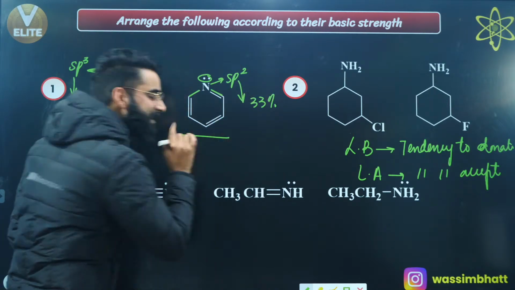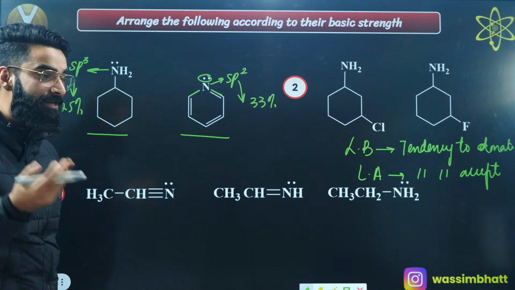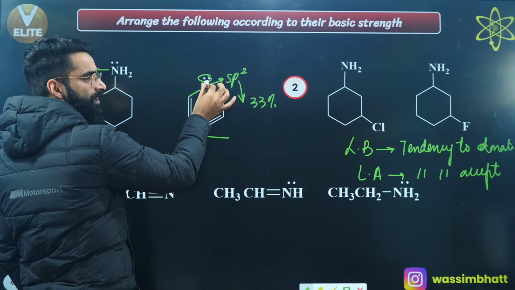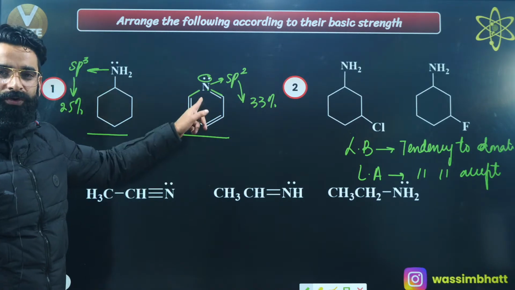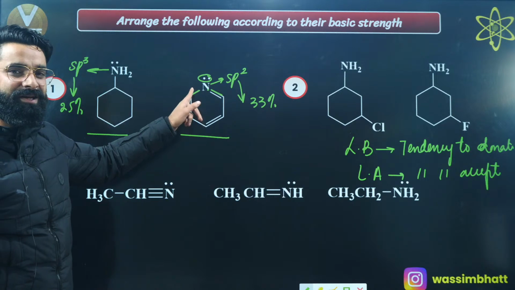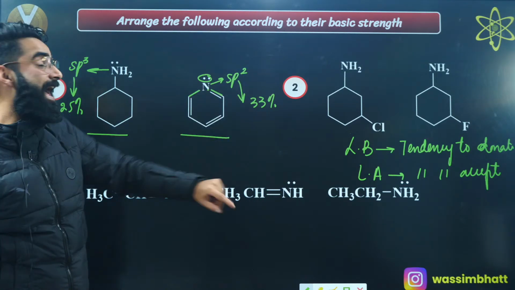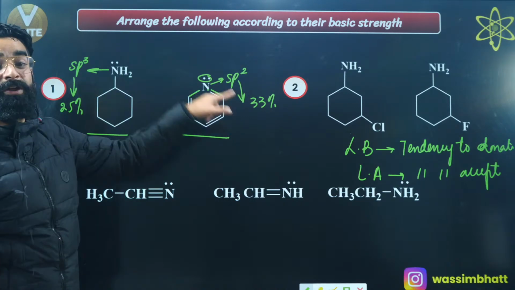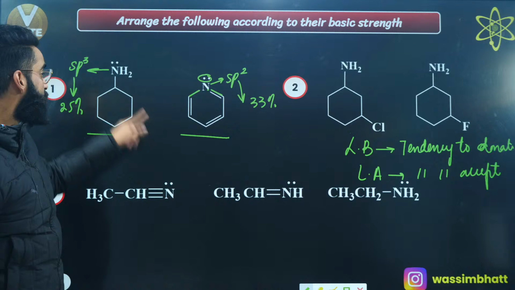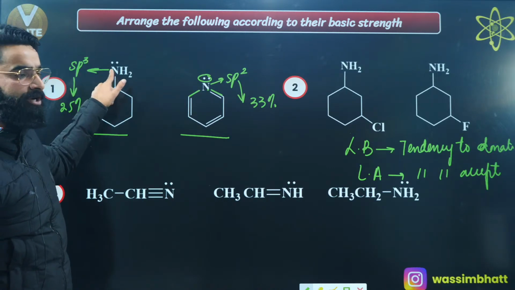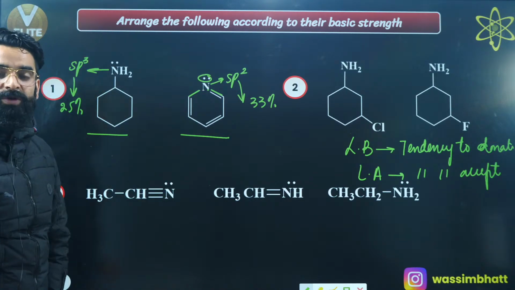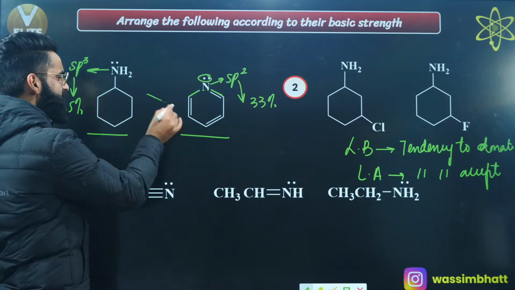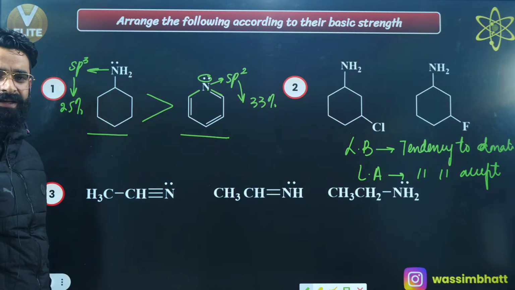So wherever s character is more, electronegativity is more, because we have discussed electronegativity is directly proportional to percent s character. So the electronegativity of this nitrogen is more. If the electronegativity of this nitrogen is more, will it donate the pair of electrons with the same ease as this nitrogen will donate? No way. I'll say this nitrogen has more tendency to donate the pair of electrons as compared to this nitrogen, because over here nitrogen is sp3 hybridized and has less electronegativity. So which one is more basic? Wherever the tendency to donate a pair of electrons is more, that's going to be more basic. So the first one will definitely be more basic than the second one, right? As simple as that.